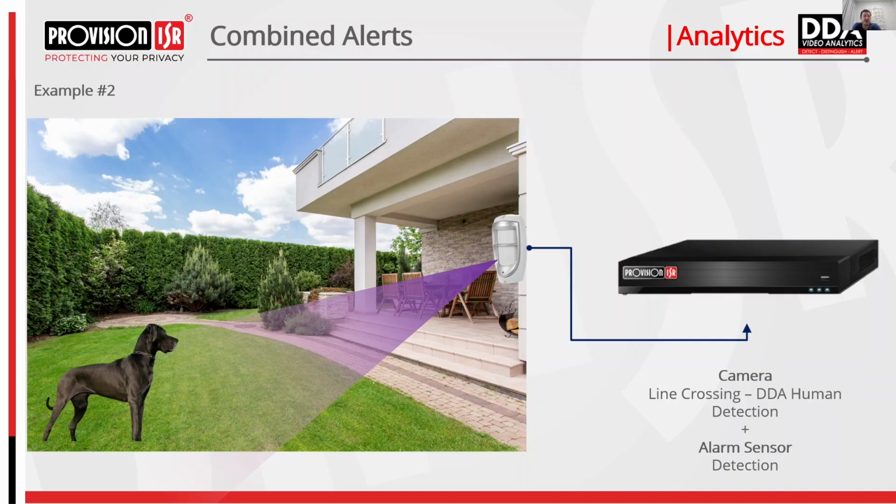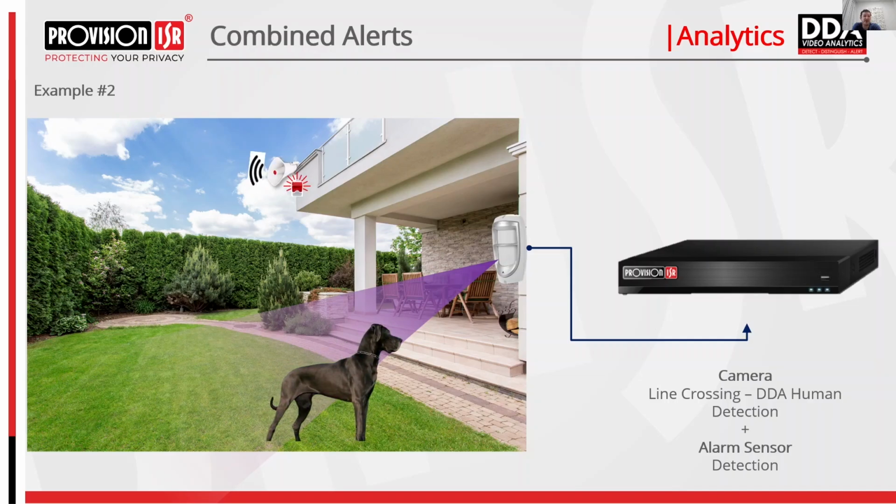Another great use case for combined alerts involves outdoor alarm sensors, like your motion detectors. Now, while these are essential for perimeter and outdoor protection, they can be vulnerable to false alarms. Why? Because they're outdoors. They're exposed to harsh weather and wind, and they often pick up large animals like dogs and even birds. And when that happens, even though there's no real threat, the system still triggers an alarm. This is where combined alerts can help you filter out this noise.